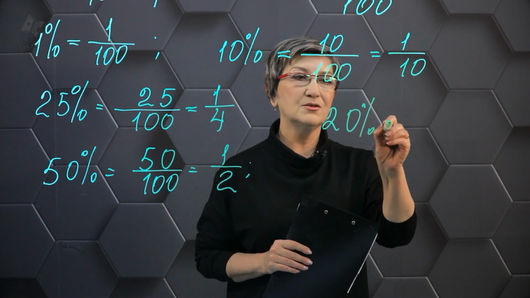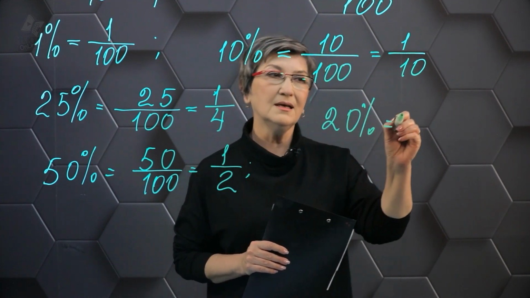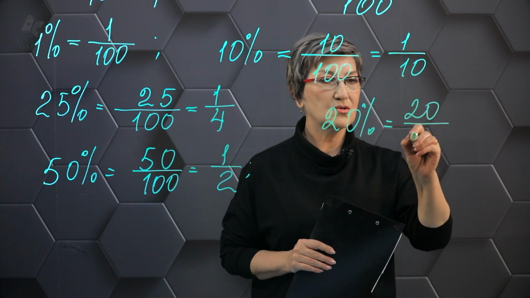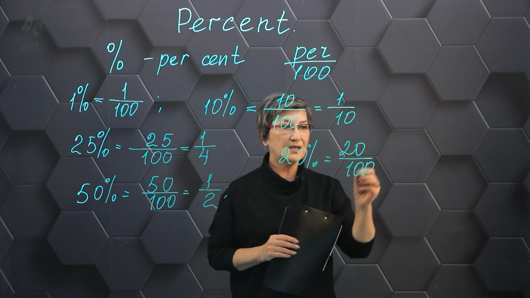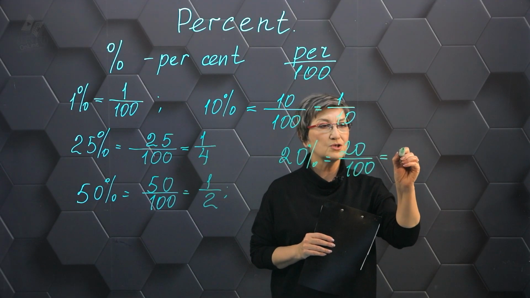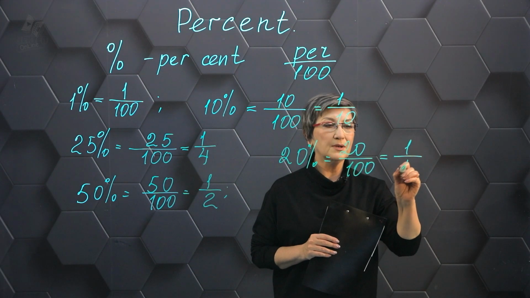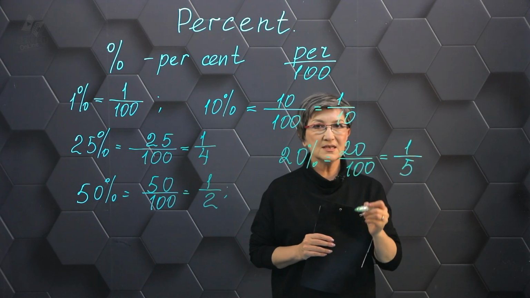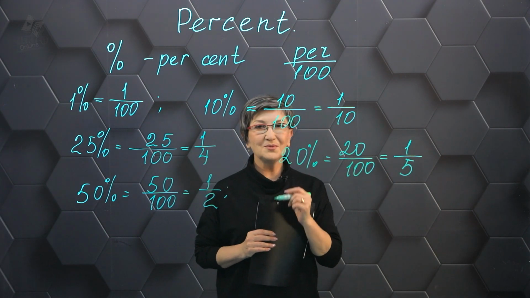20%. Let us represent this as a decimal number. It is equal to 20 hundredths. By reducing this fraction by 20 in both the numerator and denominator, we obtain 1/5, so 20% is equivalent to 1 part out of a total of 5.